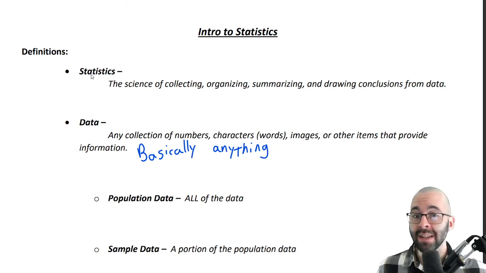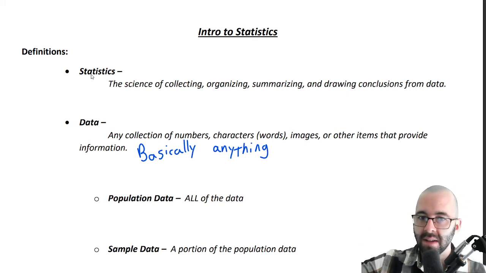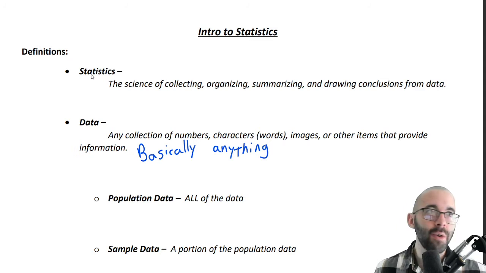Whenever we talk about data, we talk about two main things. Are we talking about population data or sample data? Population data, that's all the data. Say we're curious about the average height of an SPSCC student. Well, then the population data would be all the students at SPSCC. We can't get the heights of every single student at SPSCC. That would be crazy to even try.